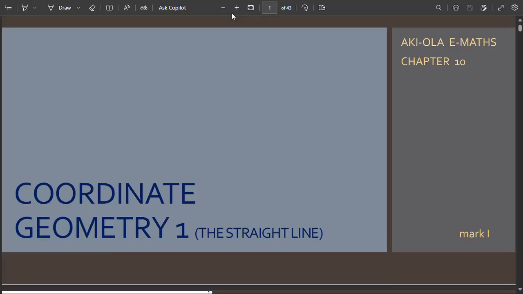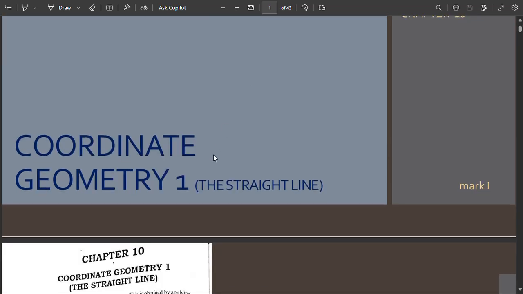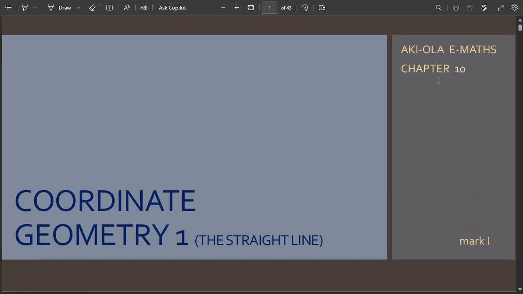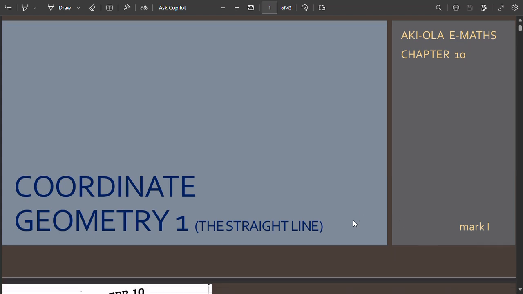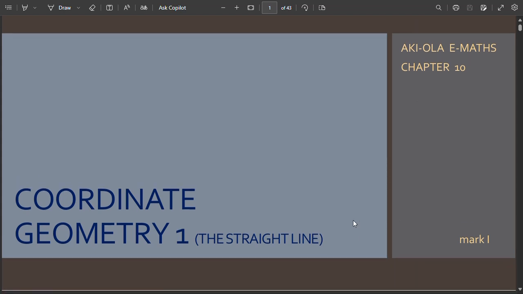Hello. Right, we'll move on to coordinate geometry 1 using the Aquila Maths chapter 10. Coordinate geometry 1, and this is our mark 1 because it's the first video. Coordinate geometry 1 is on straight lines.